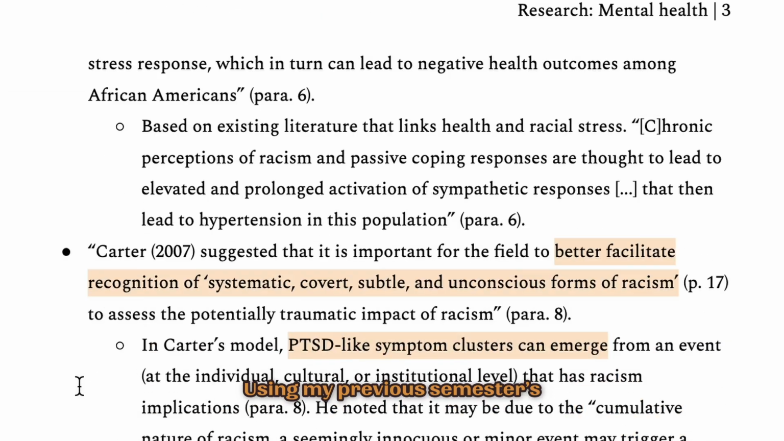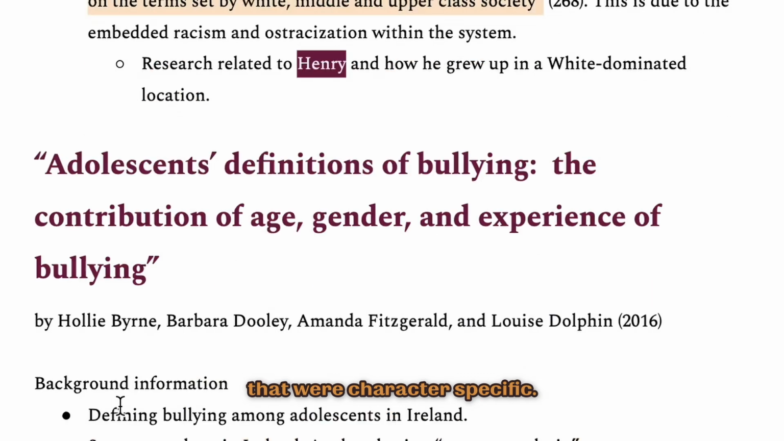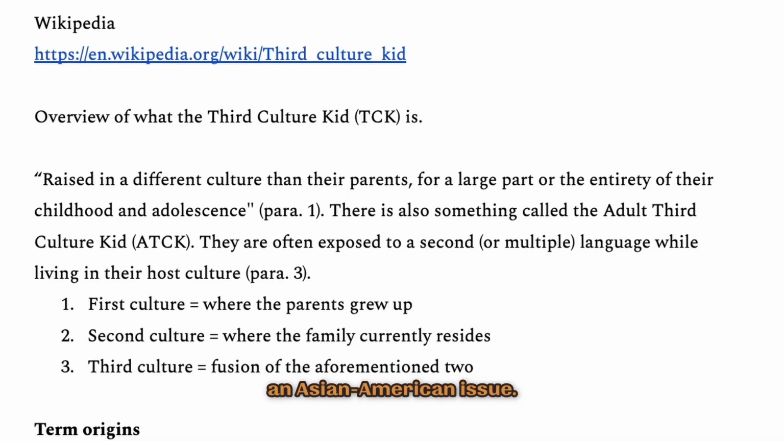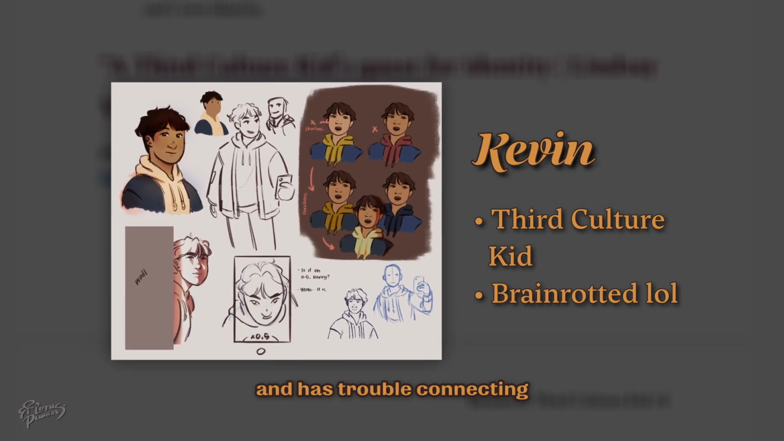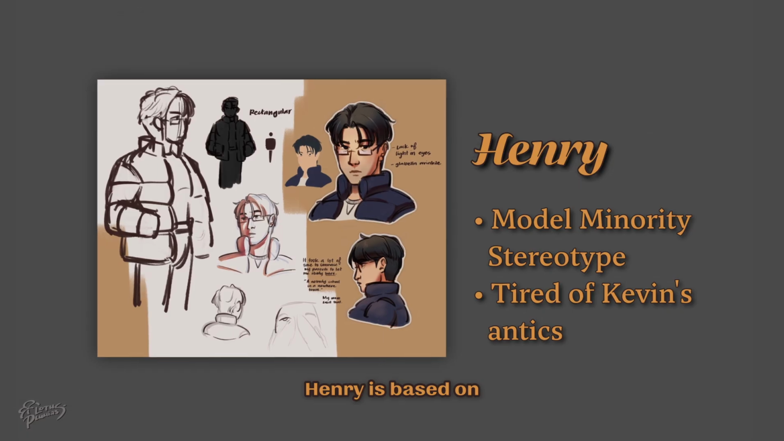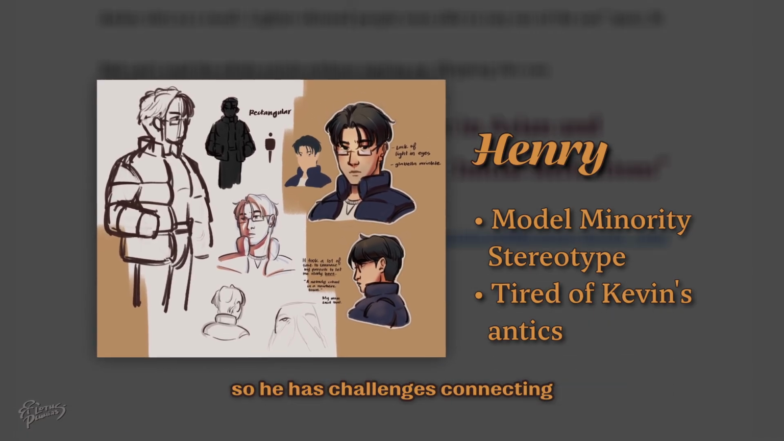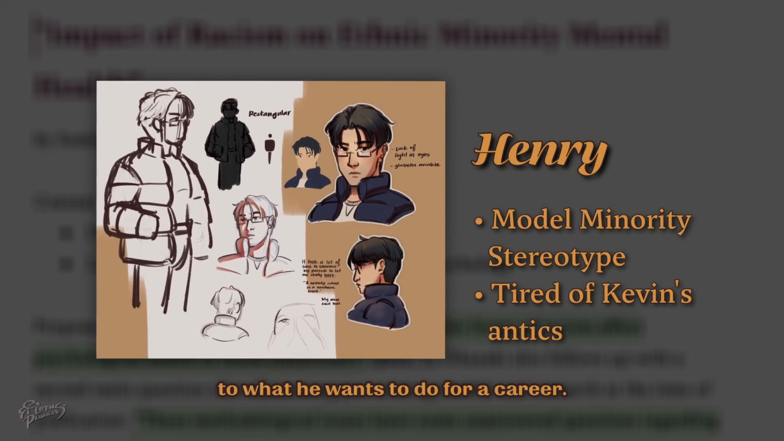Using my previous semester's research paper as a guideline, I researched topics that were character specific. Each character symbolizes an Asian American issue. Kevin is a third culture kid and has trouble connecting with his home country's cultural practices. Henry is based on the model minority stereotype, so he has challenges connecting his rigorous studies to what he wants to do for a career.